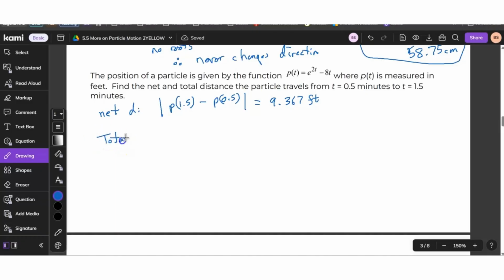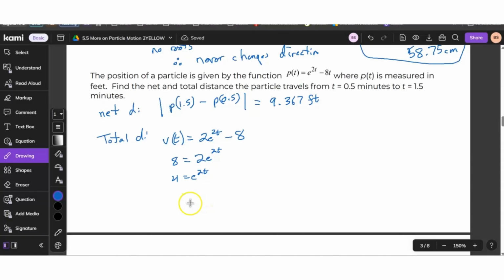Total D now. We're going to move on. Okay, so V of t, I'm just going to take the derivative of P of t. So that's going to be 2e to the 2t minus 8. Then make it equal to 0. So I'm going to get 8 equals 2e to the 2t. So 4 equals e to the 2t.